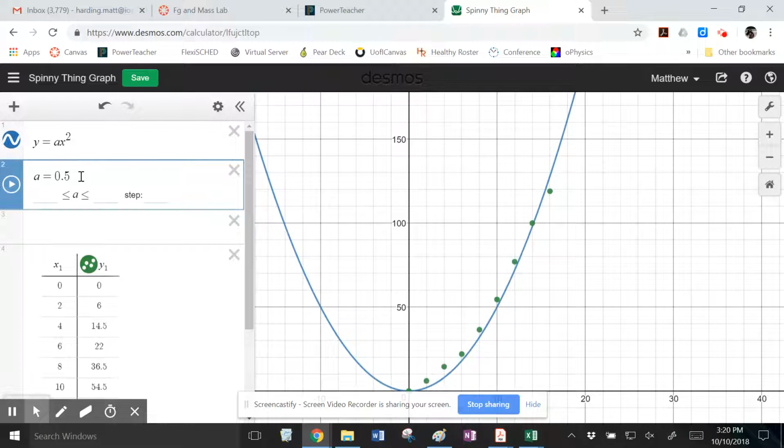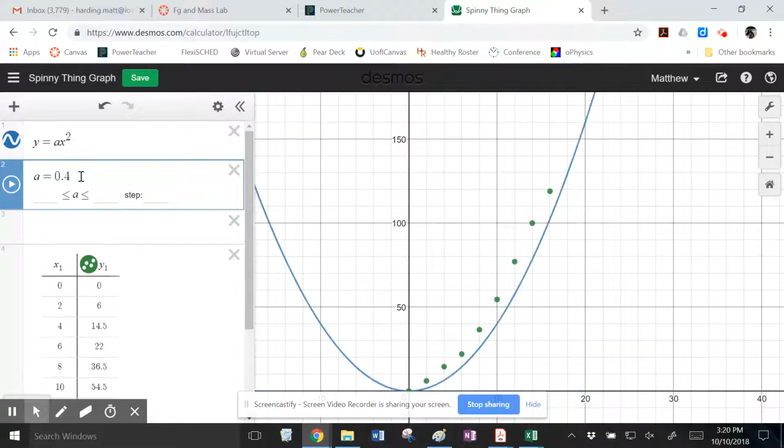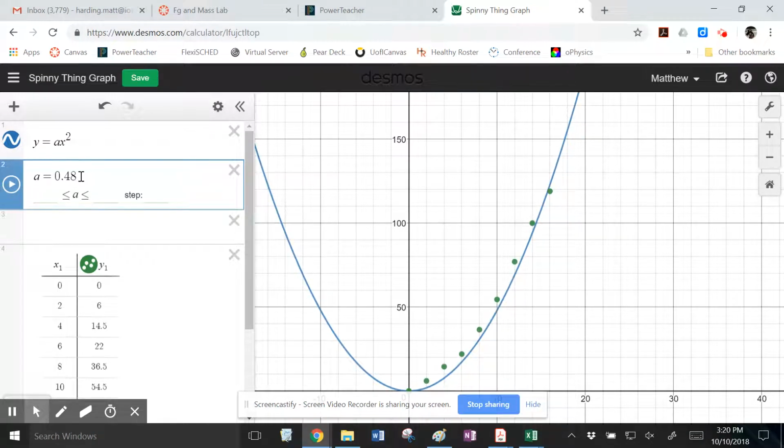8, 4, 5, 6, 7, 8. Boy, somewhere in there, I've kind of got something that follows those dots. Yeah, so y equals ax squared.